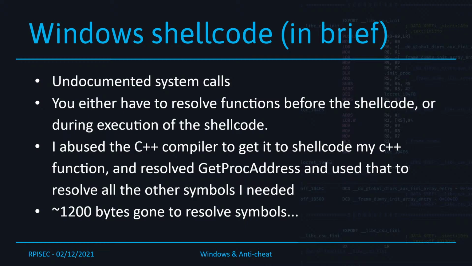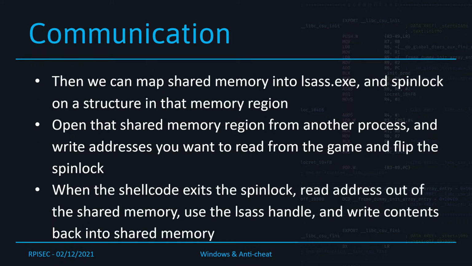So yeah, it's not exactly ideal, and it can take a lot. You can wind up losing a lot of space to all the finagling, all the different bits of the syscalls, and actually getting access to what you want. But it is doable. So once we have this code in there, we can actually map some shared memory into LSASS and then just spin lock on it. A spin lock just says, just keep going while true until something changes.